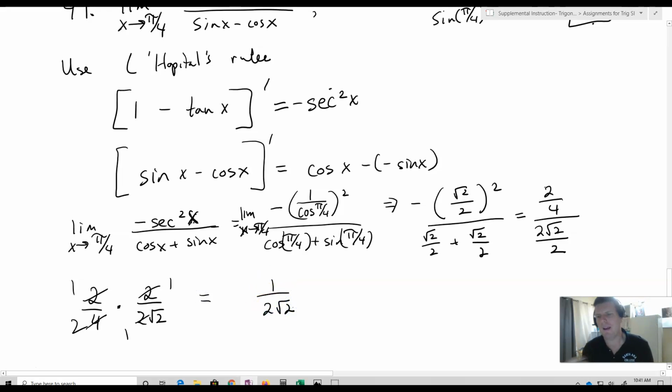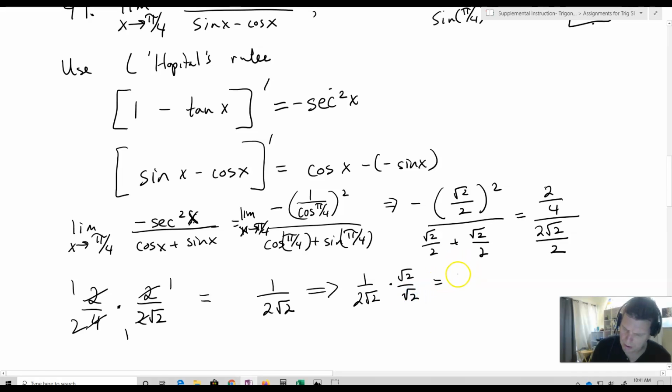And then probably, if you're looking at your answers in the back, we're going to rationalize the denominator. So this is going to then be 1 over 2 root 2 times root 2 over root 2. So this equals root 2 over 2 times 2, which equals root 2 over 4. And that's your answer. Okay.